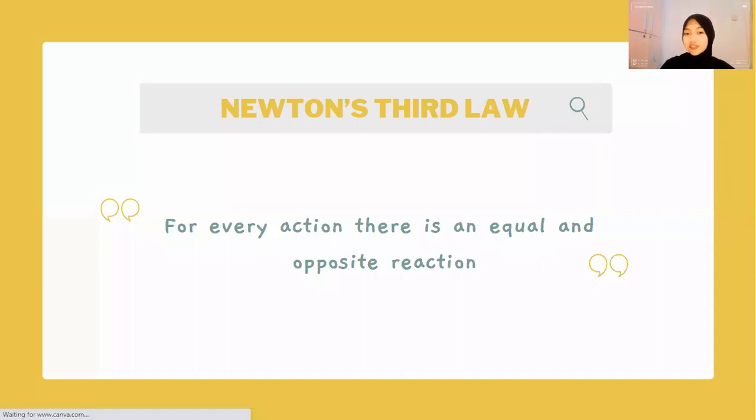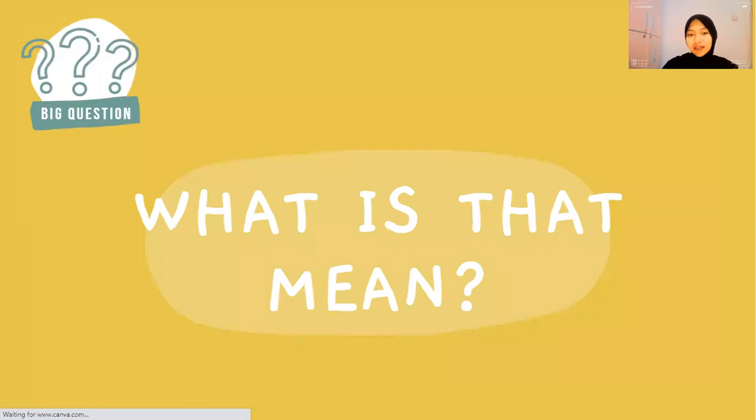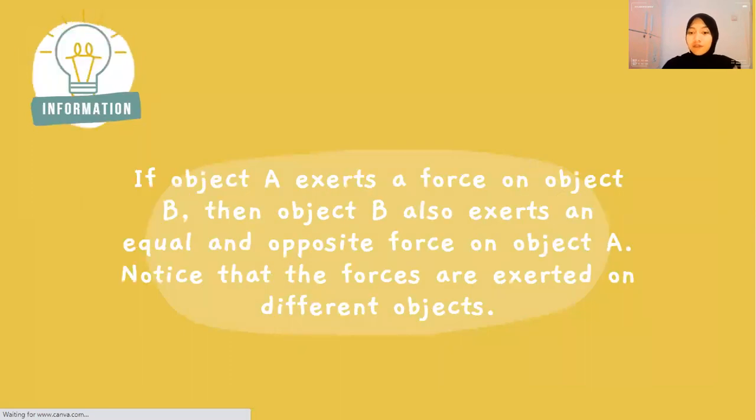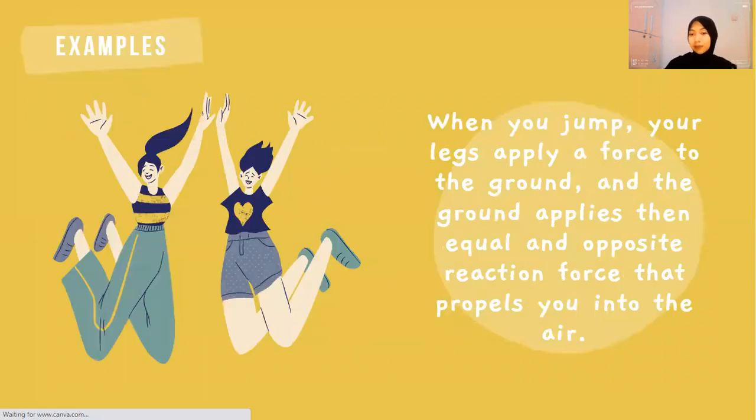The next is Newton's third law. For every action, there is an equal and opposite reaction. So what does that mean? If object A exerts a force on object B, then object B also exerts an equal and opposite force on object A. Notice that the forces are exerted on different objects. For example, when you jump, your legs apply a force to the ground, and the ground applies an equal and opposite reaction force that propels you into the air. So that was an example of Newton's third law.